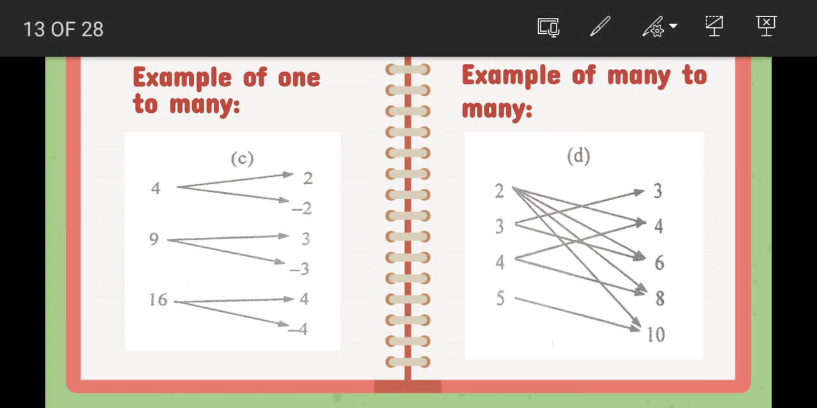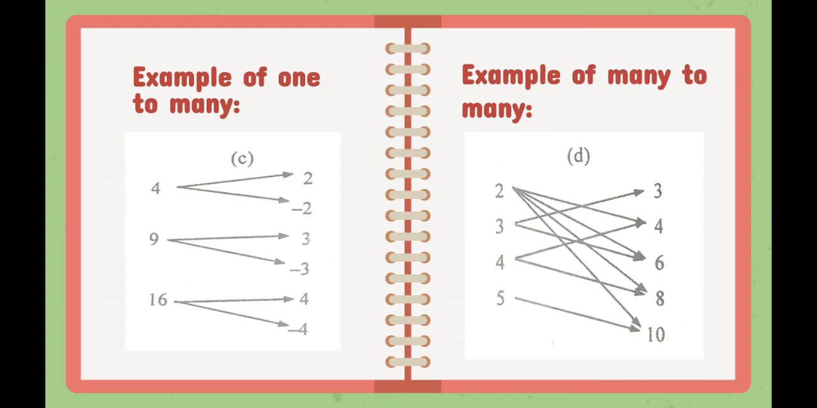Katulad na lamang nito, na we have 4. Ang kapartner ni 4 ay si 2 and negative 2. Si 9 naman, ang kapartner naman ni 9 ay si 3 and negative 3. And si 16 naman, ang kapartner naman ni 16 ay si 4 and negative 4. Sa example naman of many-to-many, ito naman po, mula sa marami hanggang sa maramihan. Pangmaramihan na po siya. So, ang kapartner ni 2 dito ay si 4, 6, 8, 10. Si 3 ay si 3, 6. Si 4 and 4, 8. And 5 si 10.